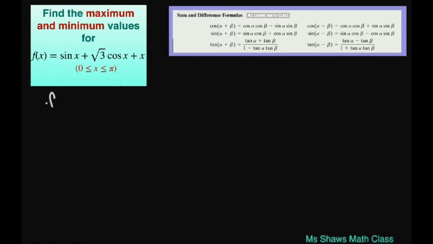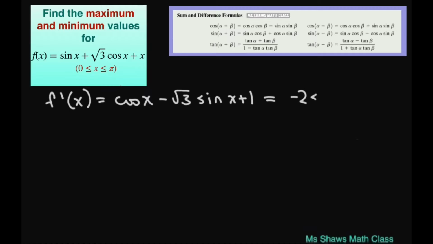We're just going to take one derivative, so our derivative is going to be cosine of x minus square root of 3 sine of x plus 1. This can be written as negative 2 sine of x minus pi divided by 6 plus 1.